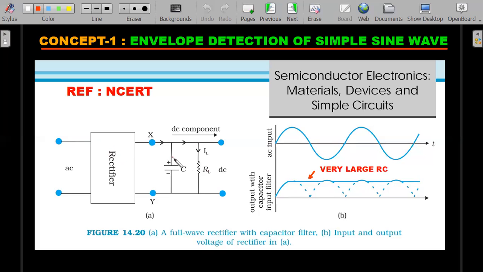RC circuit. Okay, and the condition for that RC should be such that the value of RC should not be very small. For example, if RC is very small, when this input is trying to rise, this output side may discharge this entire charge immediately. If RC is small, that means time constant is small. Instead of waiting for this one to rise, it will decay immediately at this place.